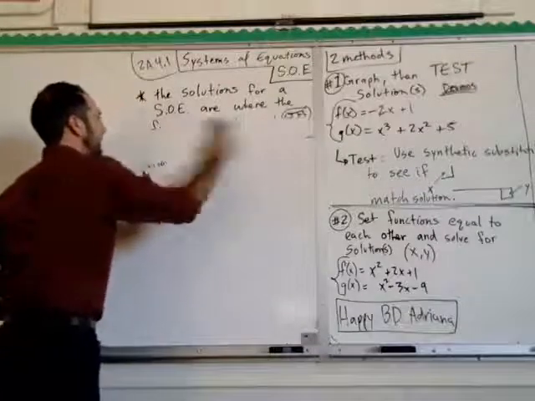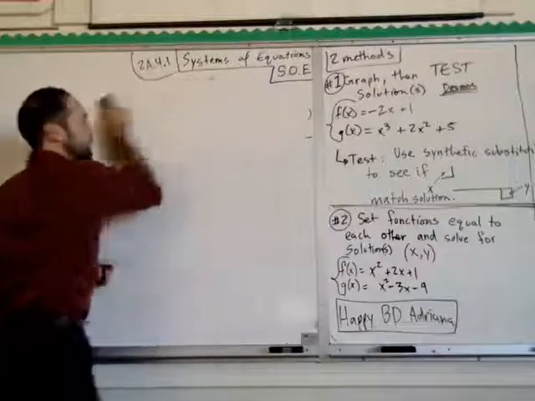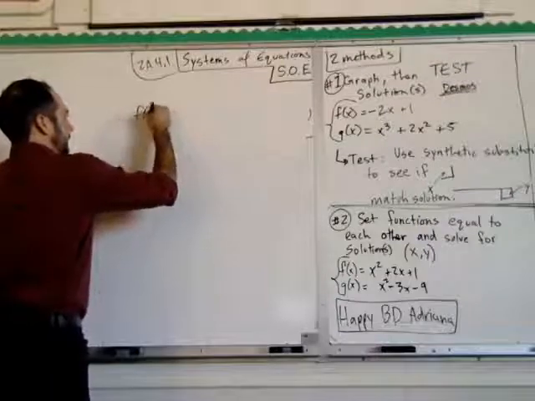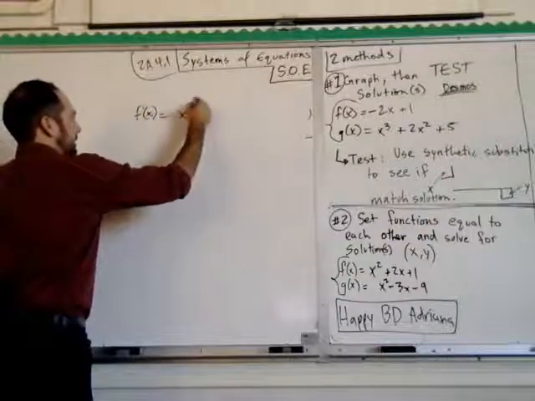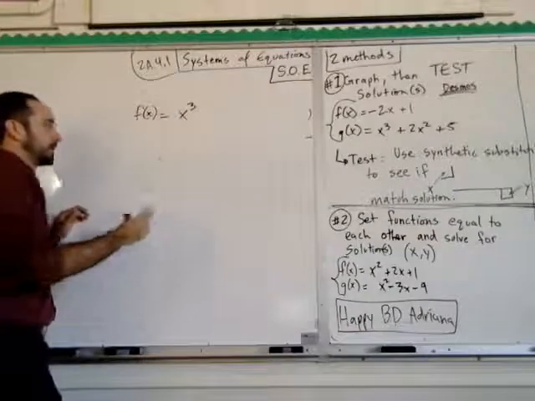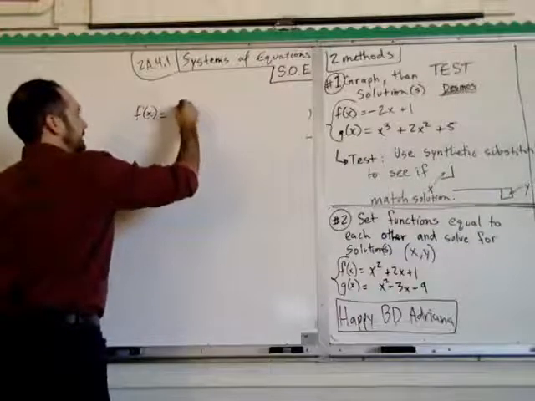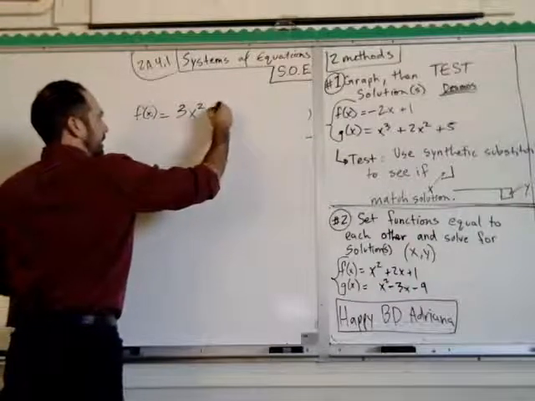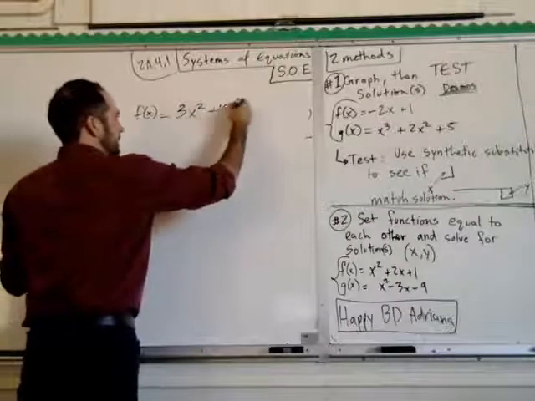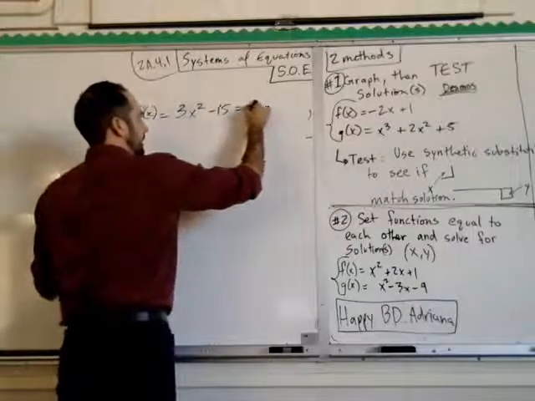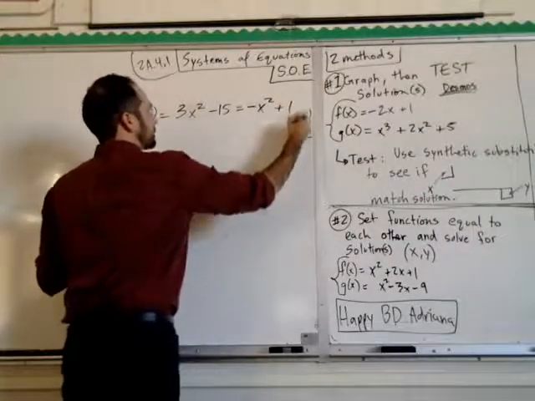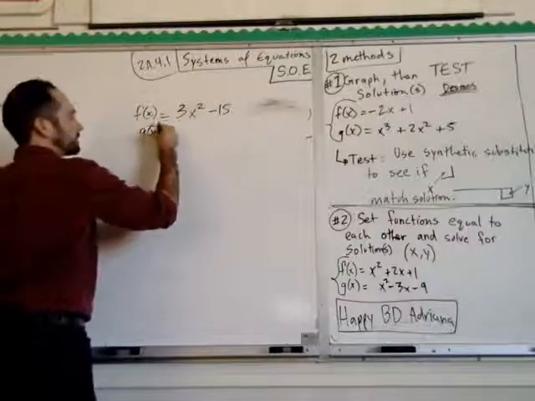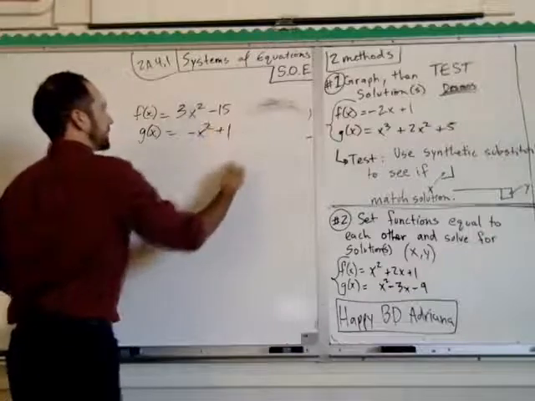All right, I want everyone to do this one because it has a little bit more of a challenge to it. You're going to see a problem like this. Let's make f of x equal to 3x squared minus 15, and this is my g of x, equal to negative x squared plus 1. Here are my two functions in my system.